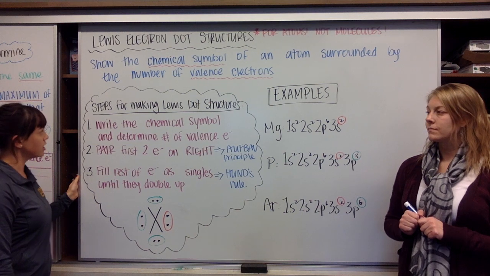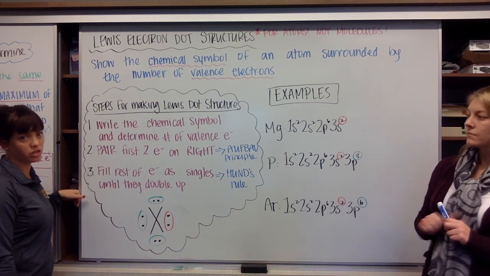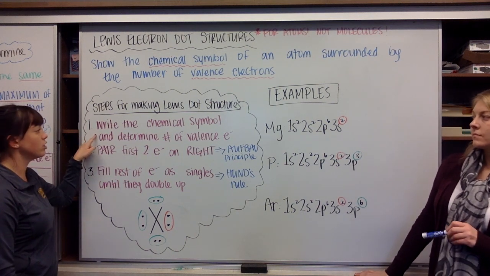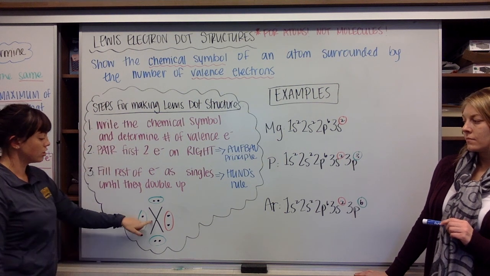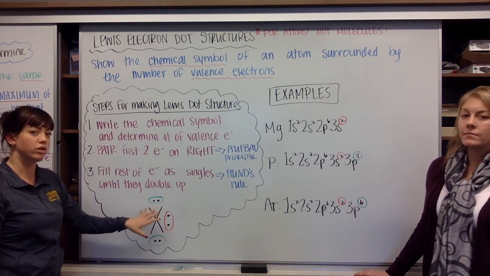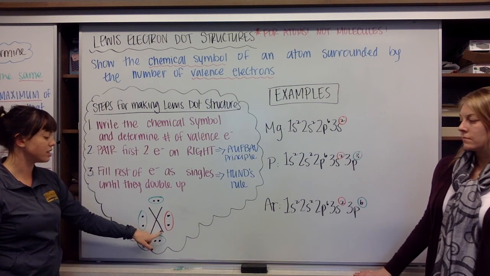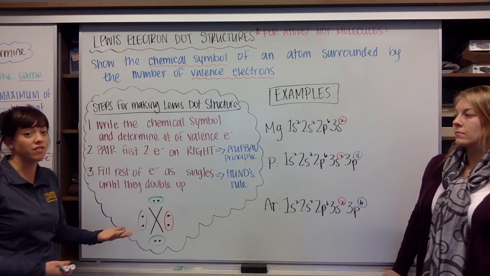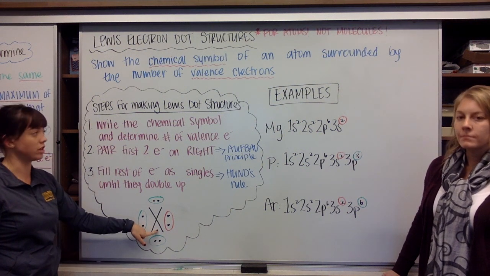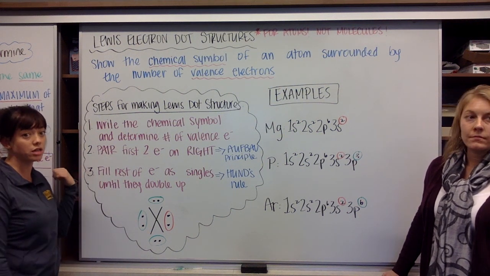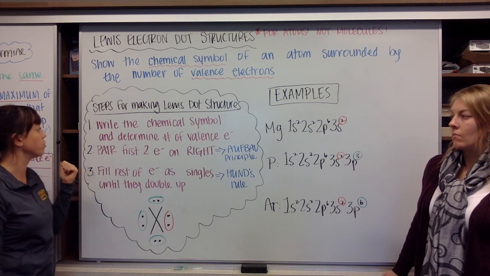So these are the steps for making a Lewis dot structure. It's very straightforward. The first thing we do is write the chemical symbol and determine the number of valence electrons. So the chemical symbol, this is just a general example right here, would be X. And then for this, I have 8 valence electrons. So we would pretend that this element has 8 valence electrons. And remember, I can use the periodic table to figure that out depending on the group.